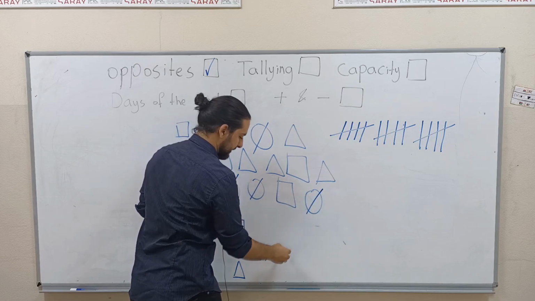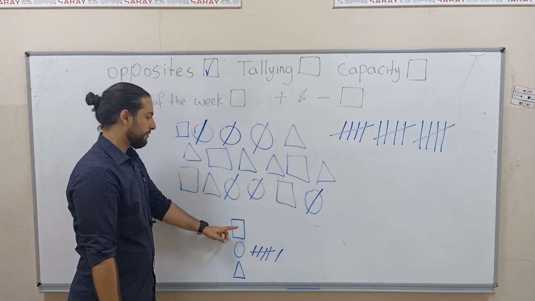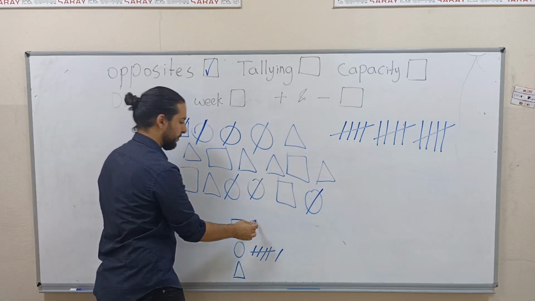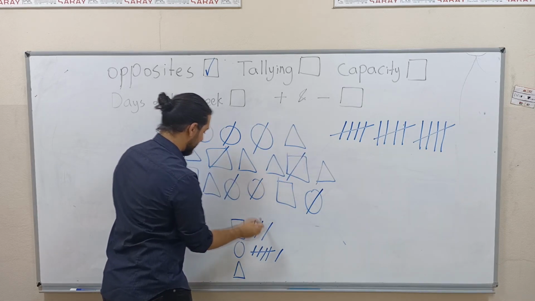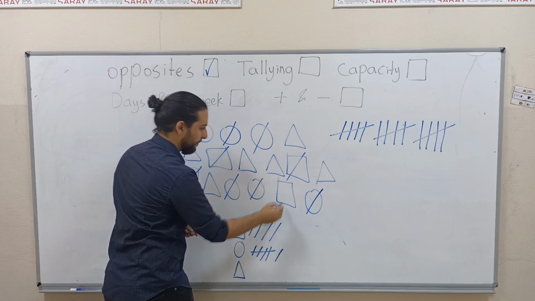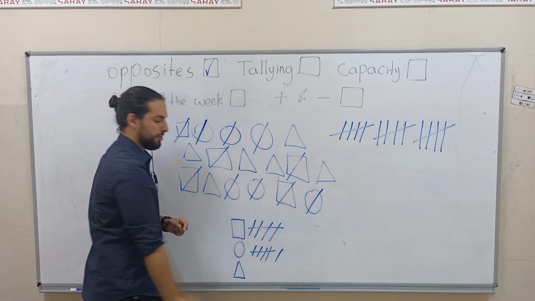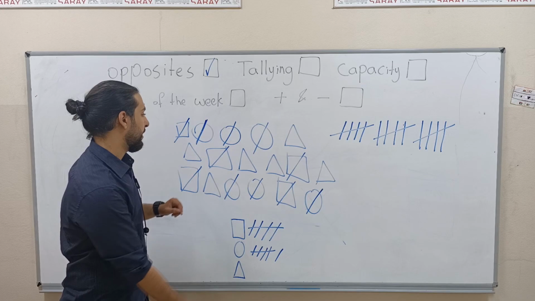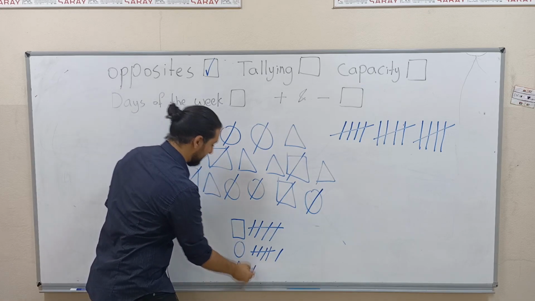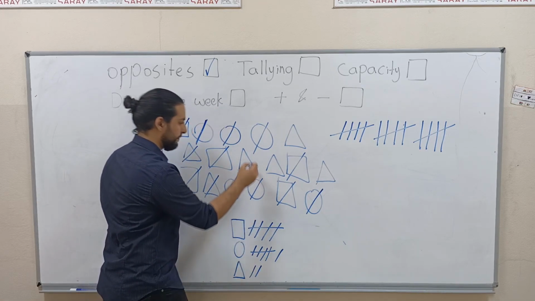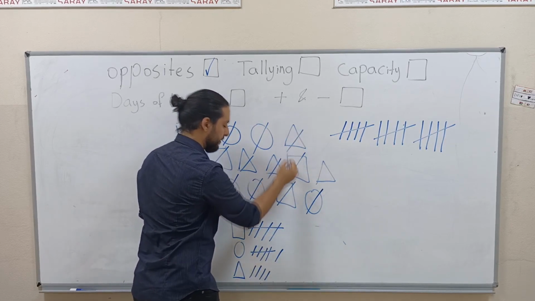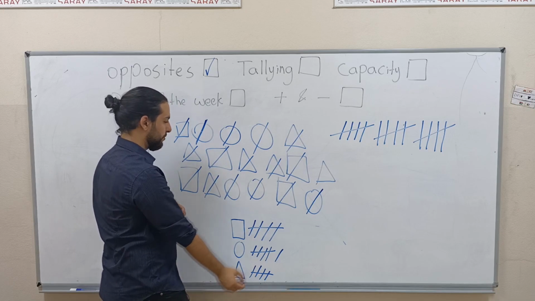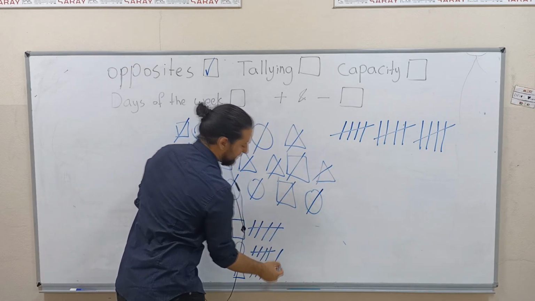Then we have 6. Okay, then we go for square. 1, 2, 3, 4, 5, shuts the door. Same thing. Triangle. 1, 2, 3, 4, 5, shuts the door. 6, same thing.